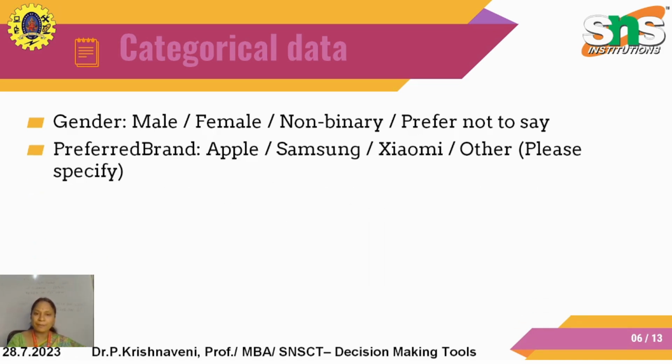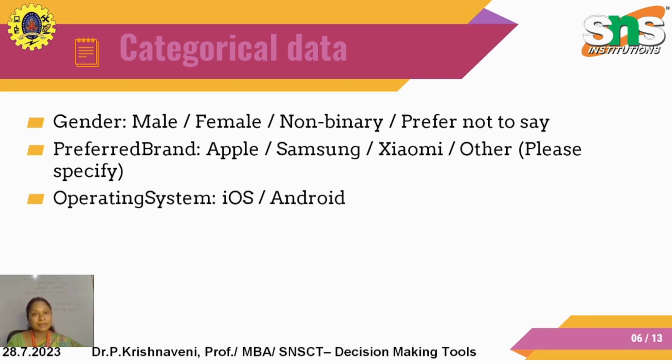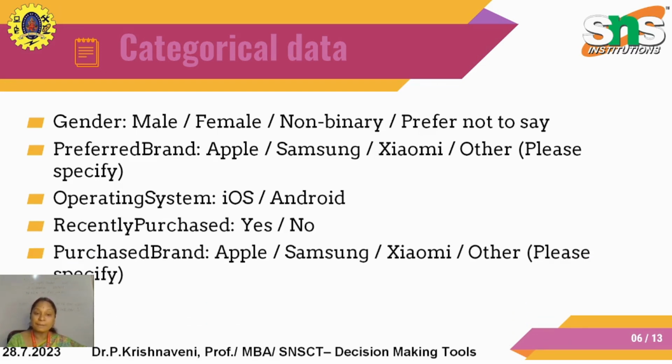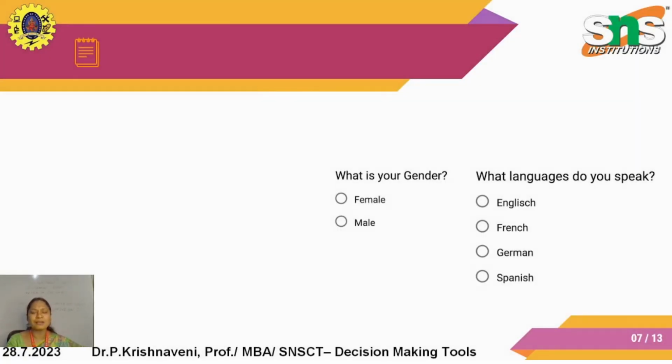Yes, a few may prefer Apple, Samsung and others. So this is also a category based on the brand they have purchased. And they collected other categorical data like operating system, iOS or Android, which mobile they got, and whether they purchased recently or not, and also the brand they purchased. So all of these are categorical data where we don't have any specific meaning.